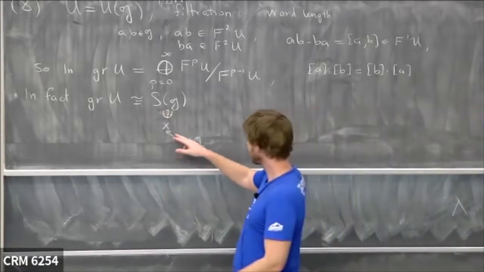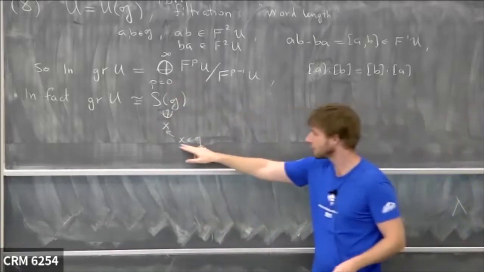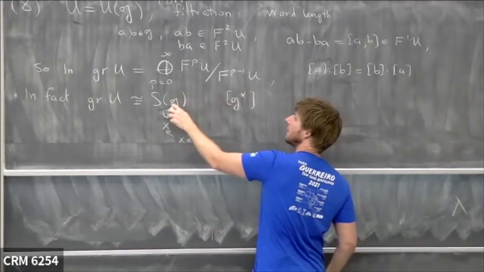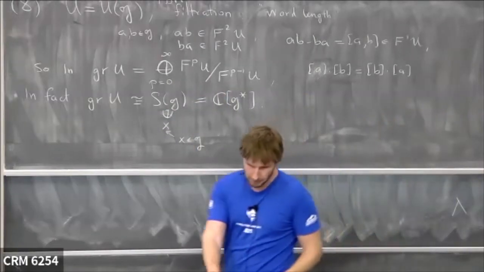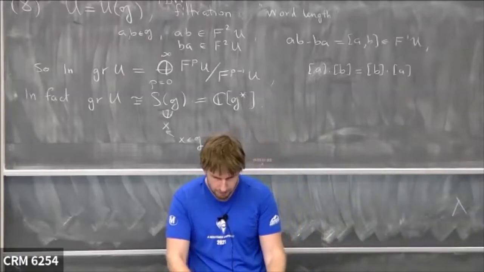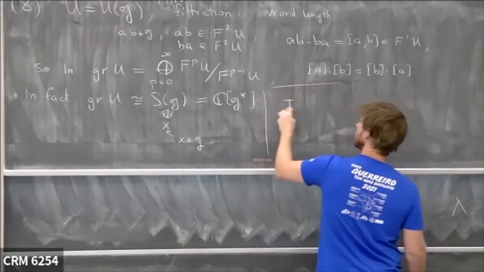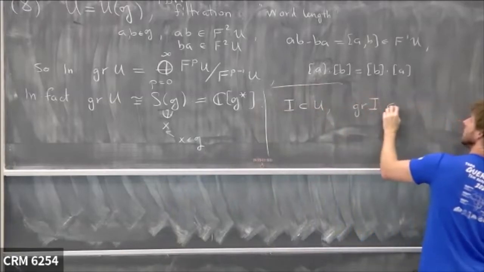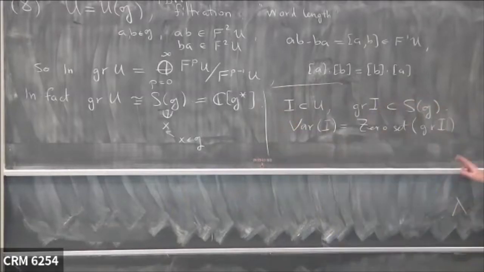A commutative algebra you want to think of as functions on something. So what is S a function on? It's a function on the dual space, and in general this is all functions on the dual space. Then if you have an ideal in U, then gr I is an ideal in S, and you can take its zero set, which is now a subset in G star.